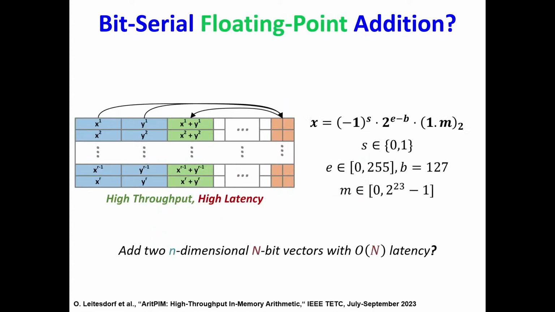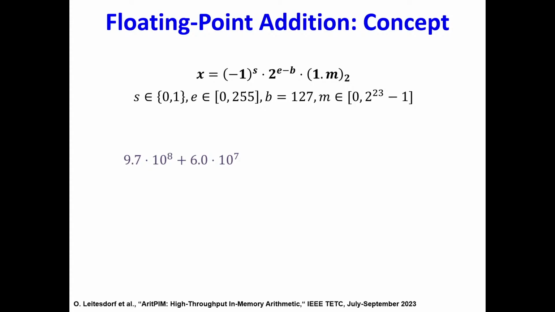And when we want to move to floating point, things become much more complicated, because in floating point, it's not only performing addition. We also have the exponent and not only the mantissa. So what we need to do is something a bit different. Let's see it through an example. Let's assume that we want to add these two numbers, 9.7 times 10 to the power of 8 plus 6 times 10 to the power of 7. And now, first we need to normalize the exponents.